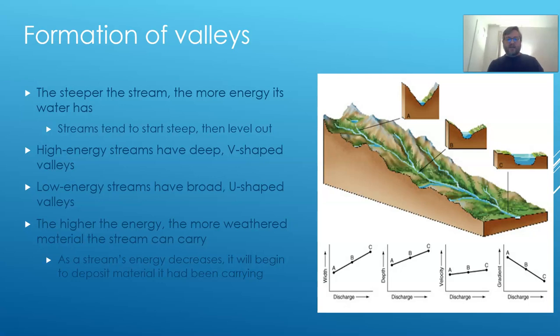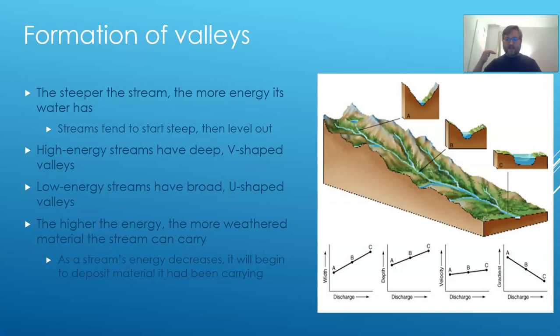So let's look at the formation of valleys. Valleys are created by erosion that is carried out by water flowing in a stream. And the amount of erosion that a stream is going to do is a function of the energy that that stream has. So connecting all the way back to some of the stuff you learned from your physics lessons, that water has energy, and that energy is going to allow it to engage in erosion. And the steeper a stream is, the more energy its water has. So if it is coming down a steep slope, it's going to come down really fast, it's going to have a lot of energy, and so it's going to do a lot of erosion.